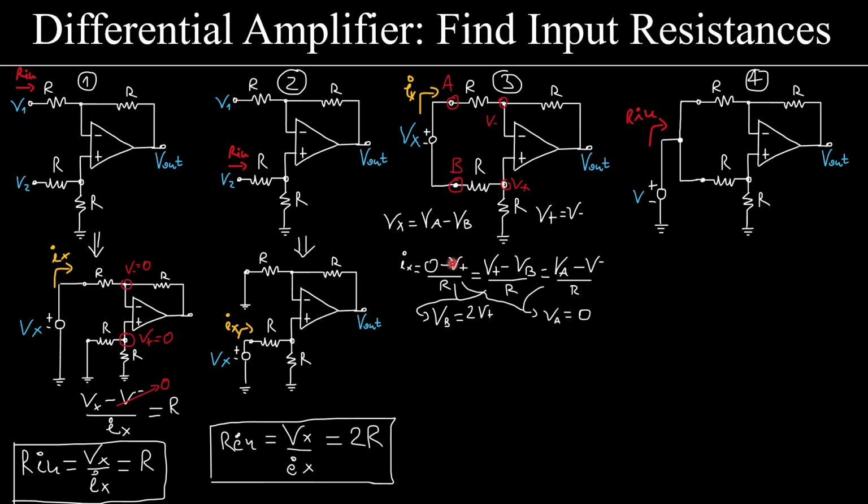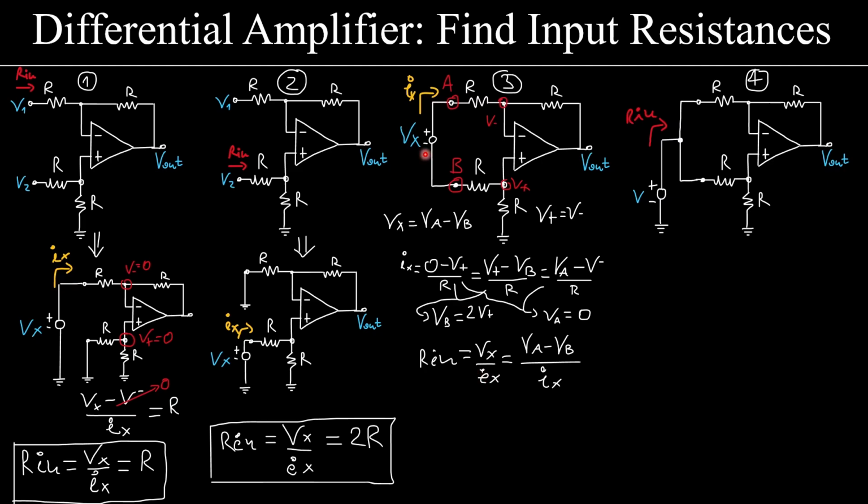Now, I take this and say that these two are equal, all right? These two are equal. Therefore, 0 minus V plus is equal to Va minus V plus. V plus is equal to V minus, therefore this simplifies with this, and Va is equal to 0.